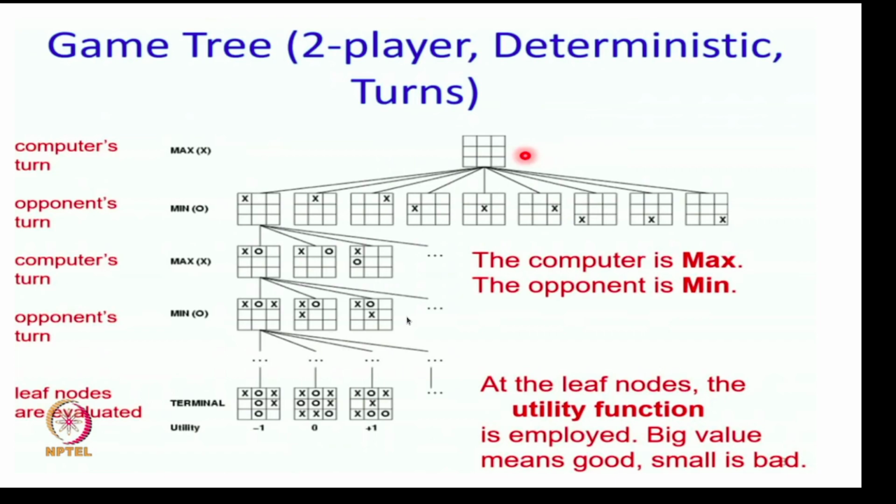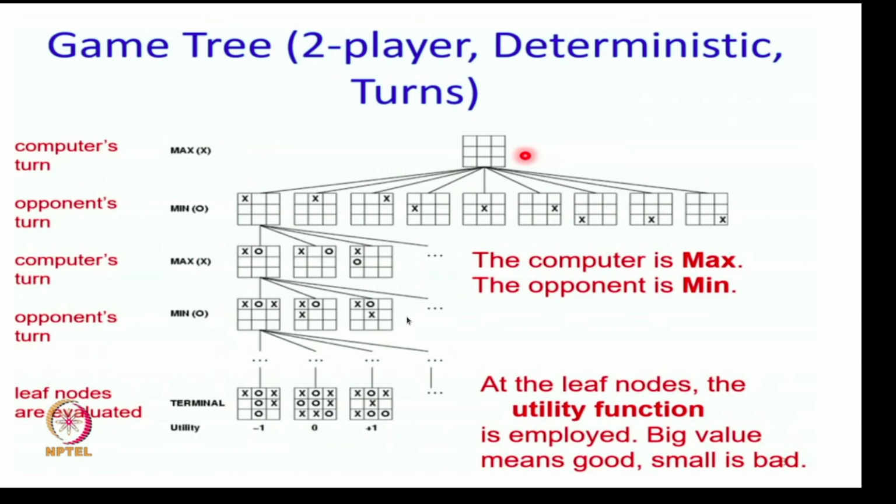The computer is max and the opponent is min. So the situation is you are playing with the perspective of the computer. First it is taking the maximum, the computer's perspective is trying to maximize the objective, then the opponent is minimizing it, that's why it is min. So computer's turn, opponent's turn, computer's turn, opponent's turn, and finally it will go till the leaf node. Leaf node means you will be reaching a terminal state.